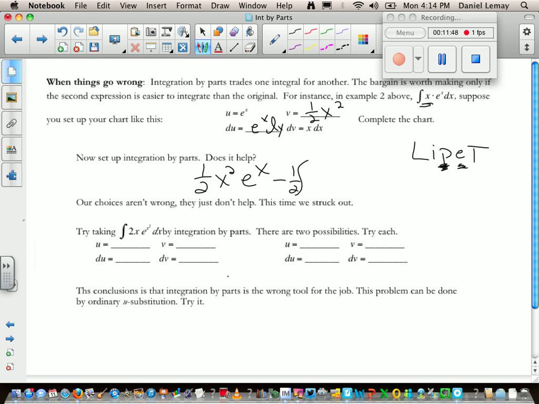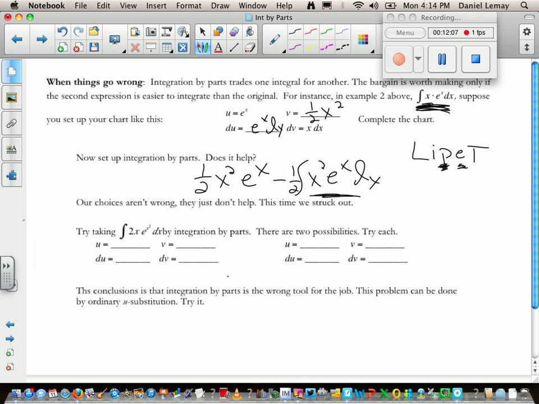Well, let's pull the 1/2 out in front. X squared e to the x dx. We had this that was just x e to the x. And now we've got an integral that's x squared e to the x. We went the wrong way. We're not getting an easier integral. We're getting a more difficult integral. So that's a clue that you did something wrong.